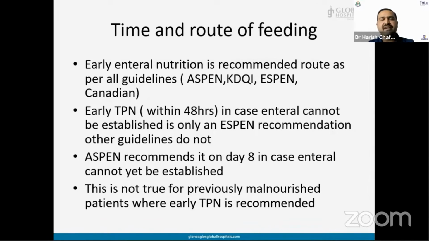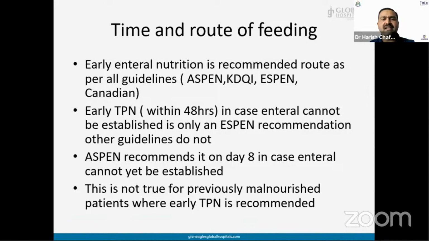So time and route of feeding is definitely an important part. Early enteral nutrition is what is recommended as a route as per guidelines from ASPEN, ISPEN, or Canadian. You take any guideline. Early TPN within 48 hours, in case the enteral route cannot be established, is only an ASPEN recommendation. Other guidelines do not recommend that. ASPEN recommends it on day 8 in case enteral cannot be established till now.